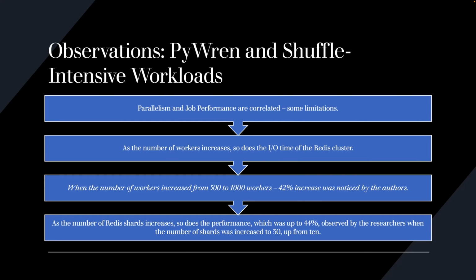The researchers also noticed that when the number of workers was doubled from 500 to 1,000 Lambda workers, there was a 42% increase in performance. And as the number of Redis shards increases, so does the performance. So those two metrics are directly correlated with performance.